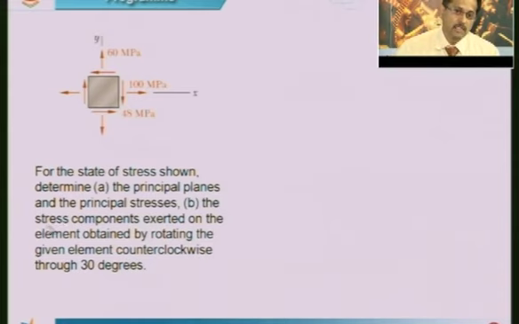So, here we are finding the principal planes and principal stresses, and we are also trying to find out the normal stress acting on any plane which is inclined at 30 degrees, when we rotate this block by 30 degrees in the counterclockwise direction. Now, how to get this? Let us see. Remember this, sigma x is positive because this is tensile, sigma y is also positive.